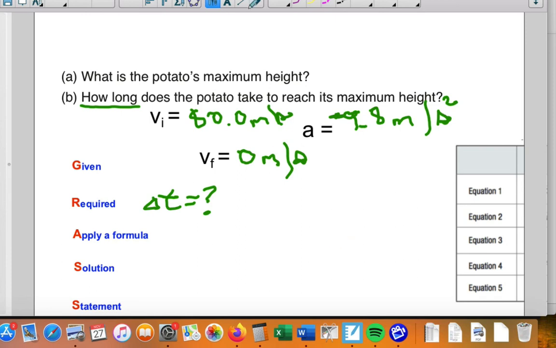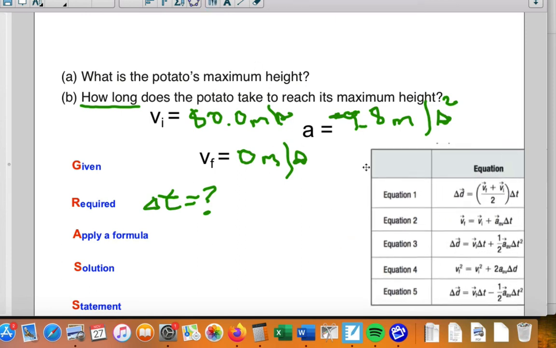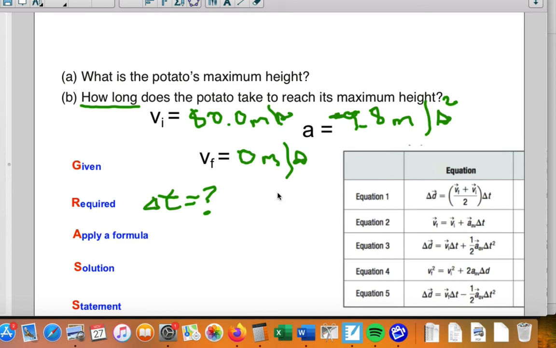So we'll go back to your 5 key equations. In this situation, we are not given displacement. Displacement has nothing to do with our question. The equation that involves final velocity, initial velocity, acceleration, and delta t is this one right here, the second equation. So you're going to substitute into that equation the initial velocity of 80, the acceleration of negative 9.8 meters per second squared, and the final velocity of 0 meters per second, and rearrange this equation for delta t and determine the elapsed time.